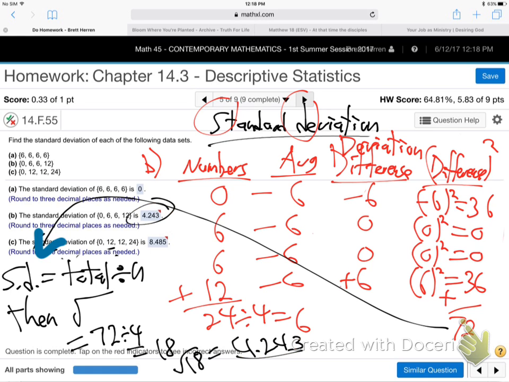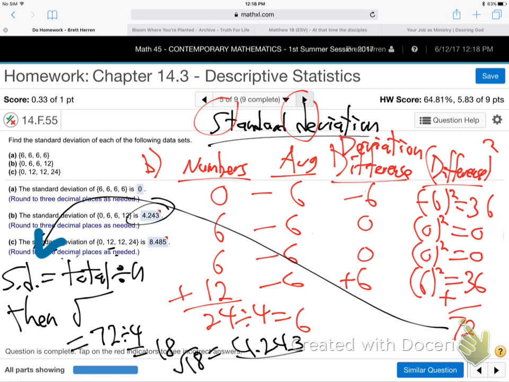So let me slow down and answer your questions. Everybody see what we did there? We found the standard deviation of the numbers 0, 6, 6, 12. How did we do it? We found the average: add them up, divide by 4, 6.